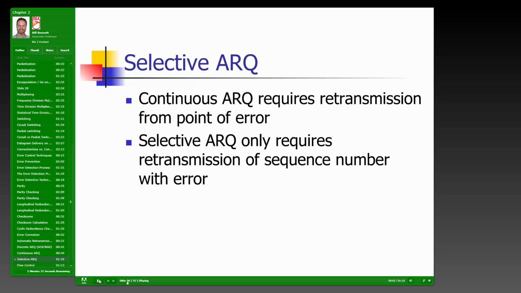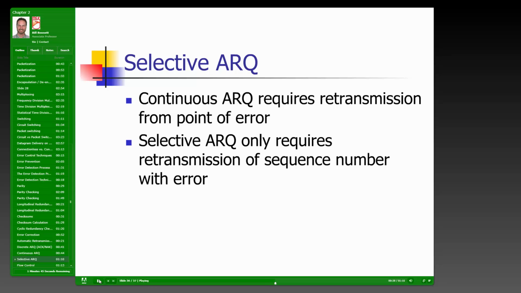With selective ARQ, this is the most efficient of the three when compared to the continuous ARQ, which retransmits from the point of error. So just say that there were 100 sequences of messages that got sent out, and a NACK was sent back at sequence number 80. Well, the sender then would slide back to sequence number 80 and then retransmit 80, 81, all the way back up to 100 again.